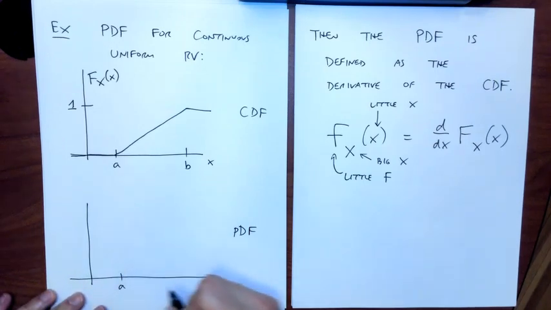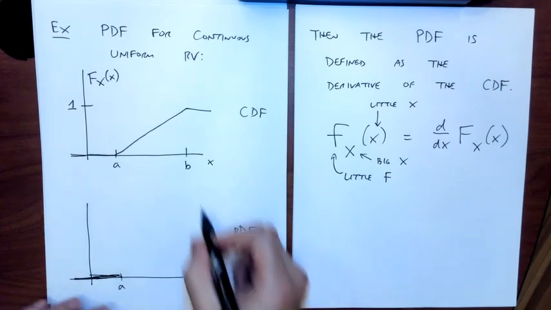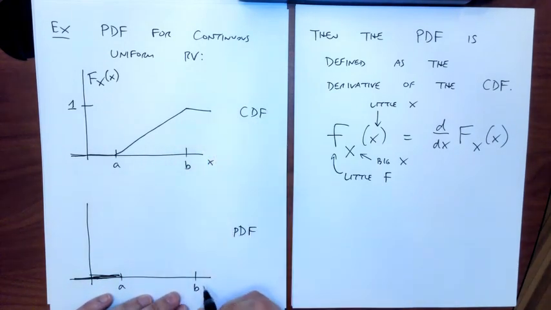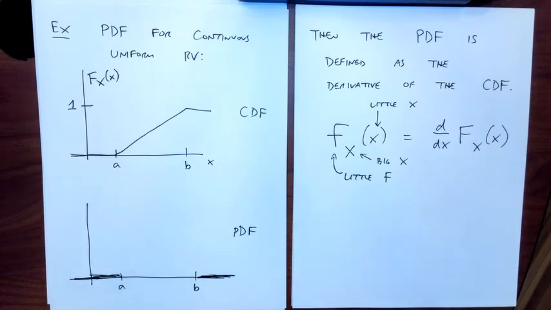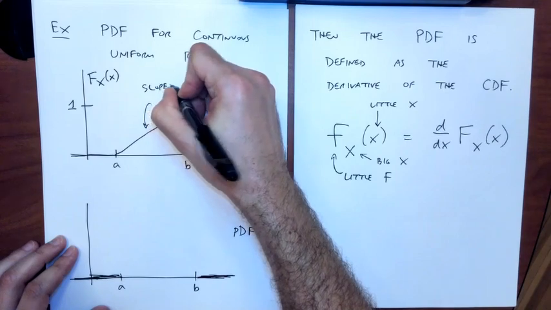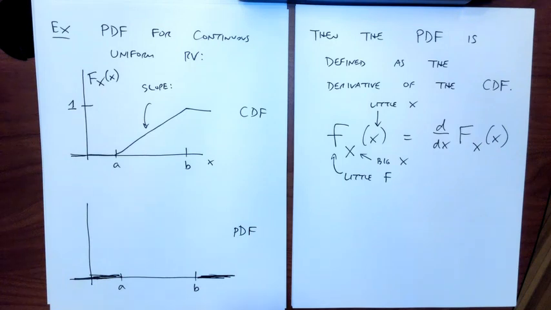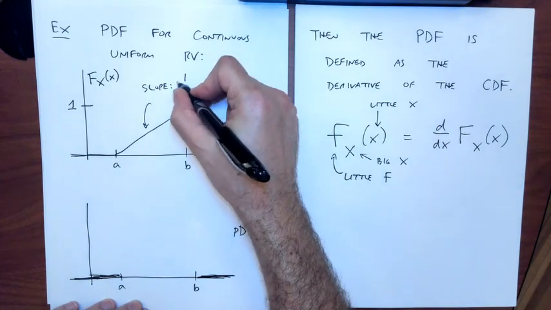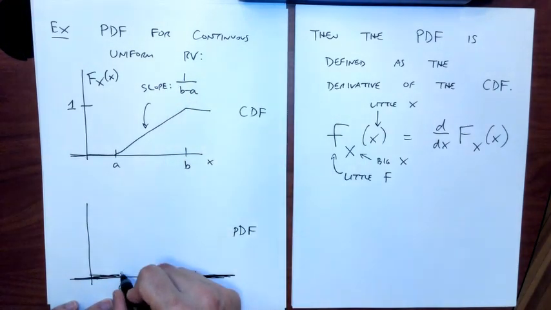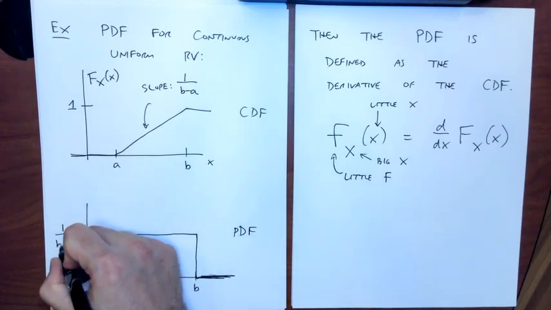Well, certainly it's flat before I get to A, it's 0, right? And then after B, I'm taking the derivative of 1, right? So that's also going to be 0 over here. And then what's it going to be in the middle? Well, I have to look at the slope of this line, right? And so the slope here goes up by 1 unit over the course of the B minus A interval on the x-axis, right? So the slope of this has to be 1 over B minus A. And that means that this is what the PDF looks like, 1 over B minus A.